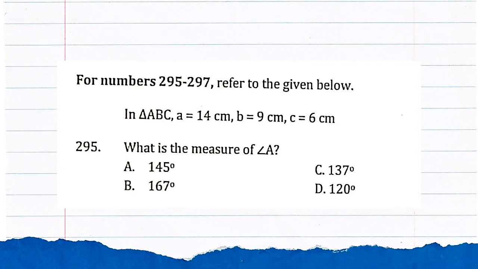For numbers 295 to 297, refer to the given below. In triangle ABC, A equals 14 cm, B is equal to 9 cm, and C is equal to 6 cm. So, number 295, what is the measure of angle A? A, 145 degrees, B, 167 degrees, C, 137 degrees, or letter D, 120 degrees.